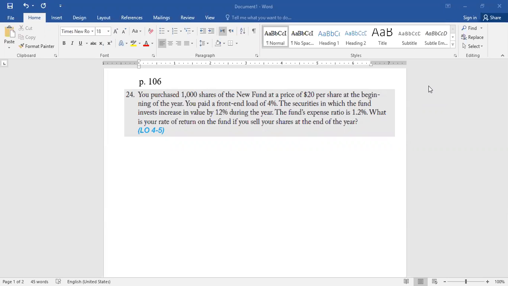So today we're going to be solving problem 24 of your book. This is chapter 4, page 106. All right, so problem 24, the question is, you purchased 1,000 shares of the new fund at a price of $20 per share at the beginning of the year. You paid a front-end load of 4%, and the securities in which the fund invests increase in value by 12% during the year. The fund's expense ratio is 1.2%. The question is, what is your rate of return on the fund if you sell your shares at the end of the year?